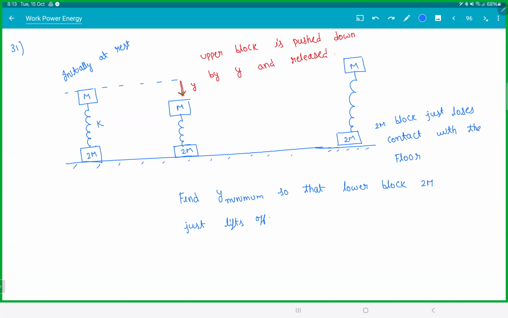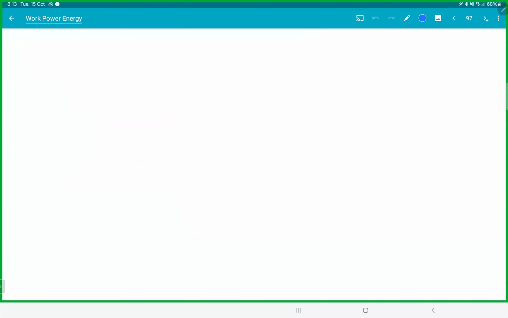Forget about the question. Just think how the whole situation will look. Let's see. Again, listen carefully. This is what I keep saying. Analyzing the question from starting to end is the most important thing. So initially, your block looks like this. This is 2m. The first thing you need to understand is the natural length. Natural length is somewhere else.